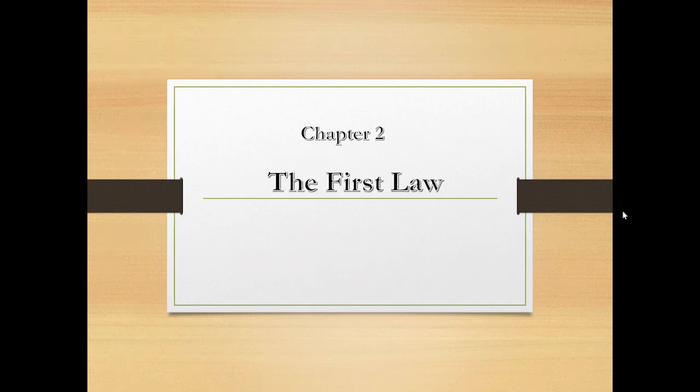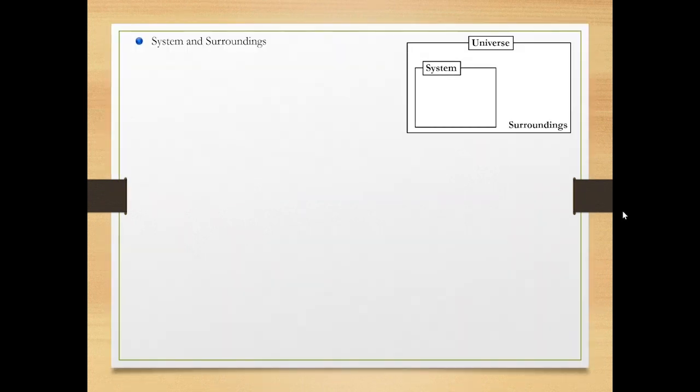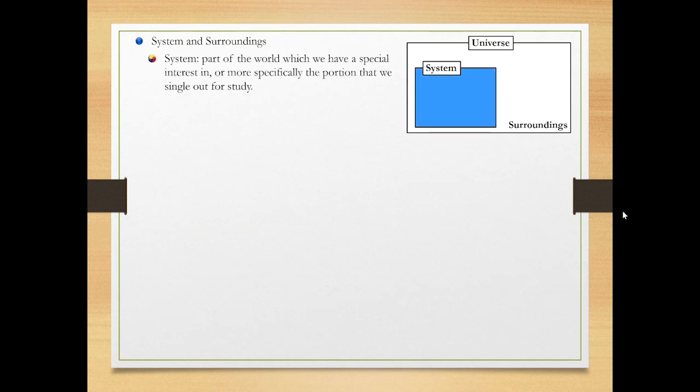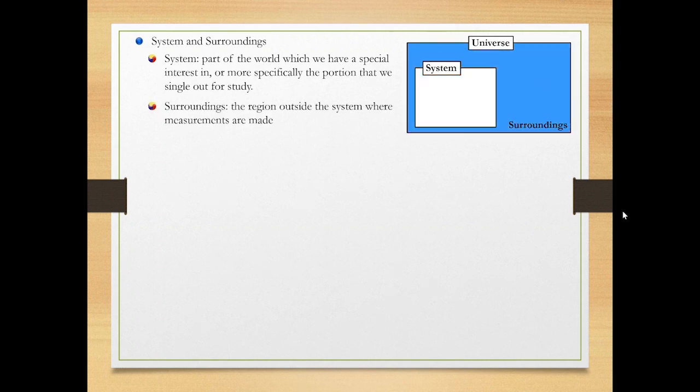and heat. Before getting started, I want to clarify the definition of system and surroundings. System is part of the world which we have a special interest in, or more specifically, the portion that we single out for study. Surroundings are the region outside the system where measurements are made. For example, a chemical reaction is the system to a chemist studying the particular chemical reaction. Solvent, spectator ions, and reaction vessels are part of surroundings.